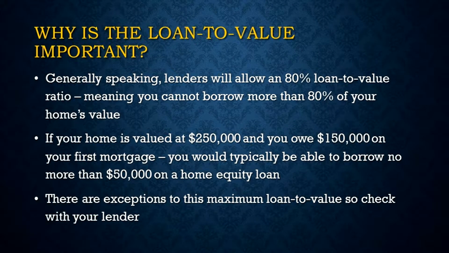Why is the loan to value important? Generally speaking, lenders will allow an 80% loan to value ratio, meaning you cannot borrow more than 80% of the value of your home. If your home is valued at $250,000 and you owe $150,000 on your first mortgage, you would typically be able to borrow about $50,000 on the equity in your home. As I mentioned, there are some exceptions to the maximum loan to value, so you would have to check with your lender.